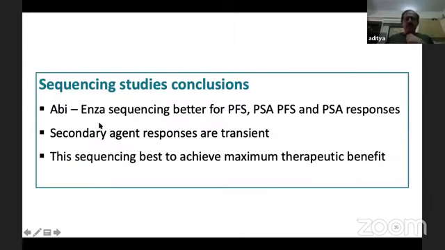So this is the conclusion. AB-enza sequencing is better for progression-free survival and for PSA responses. The response quantum and the duration are better with the AB-enza sequencing, and therefore this is the best sequence so that you achieve the maximum therapeutic benefit at the most economic cost advantage to the patient.